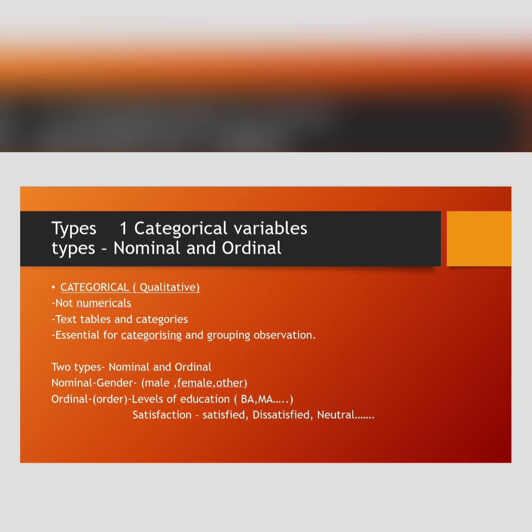Types of variables. First one, categorical variables. They are not numerical, expressed as textual labels and categories, and essential for categorizing and grouping observations. These can be divided into two types, nominal and ordinal. Nominal, for example, gender: male, female, others, etc. Ordinal, for example, levels of education, such as BA, MA, and satisfaction, such as satisfied, neutral, such kind of categorization.